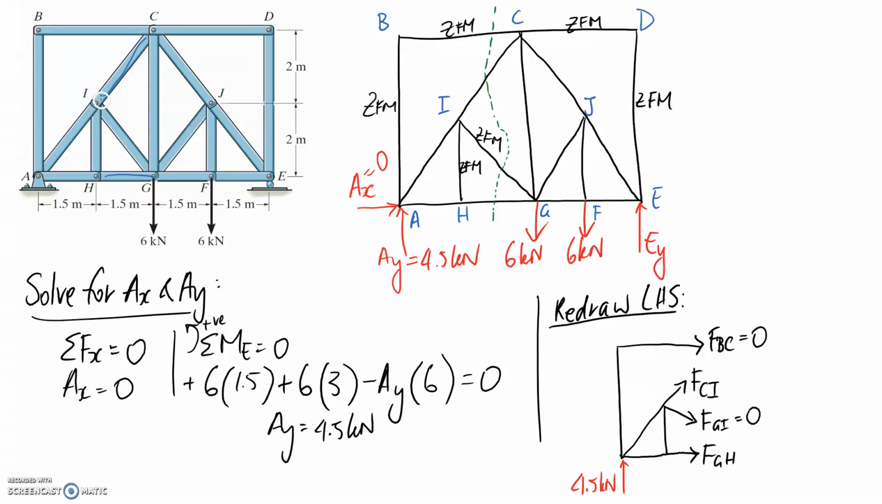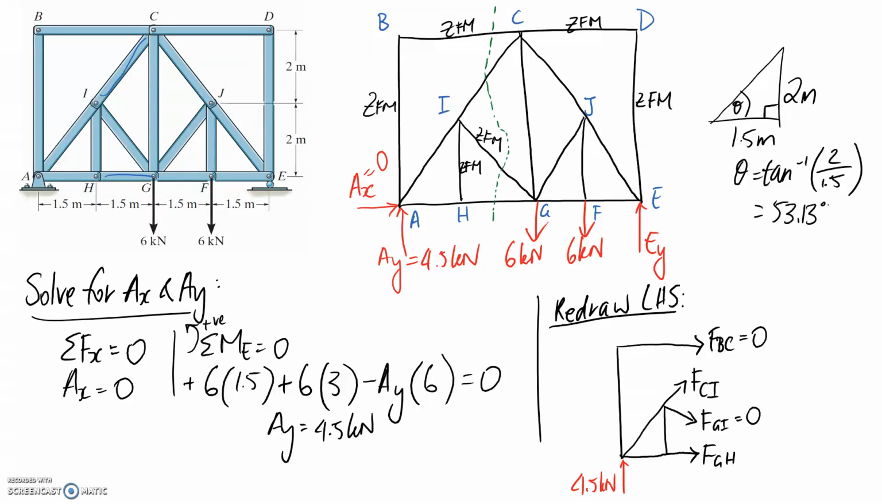And I'm going to pull out a triangle. It's going to be this one in here. So if I draw myself a triangle, we know that the width here is 1.5 meters. And we know that the height in here is 2 meters. So this is theta. And using tan inverse of the opposite over the adjacent, we can find out that this angle is 53.13 degrees. So let me mark that in. 53.13.